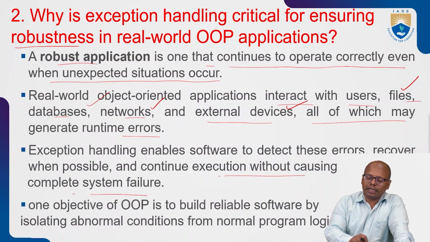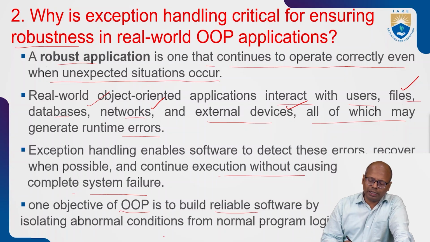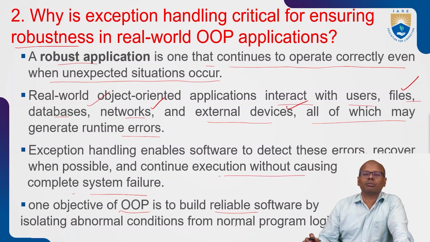So in this kind of scenario, if I use exception handling properly, the system failure will not happen. Rather, it will show some error message so that we can rectify our code. One objective of object oriented programming is to build reliable software by isolating abnormal situations from the normal programming logic. So object oriented programming is about isolating the exception handling from the normal logic. That is the advantage of object oriented programming.